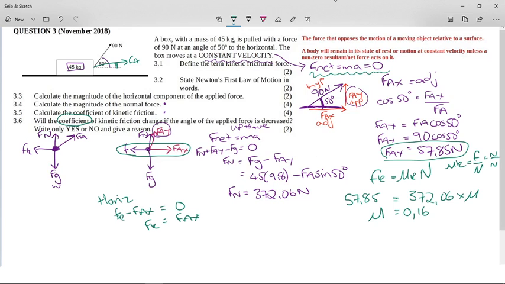But the coefficient of kinetic friction has got absolutely nothing to do with the angle of the applied force. The coefficient of friction only depends on, do I have rough concrete over here? Do I have a carpet? Do I have a shiny polished floor? Did I throw some water on it so that a pig could slide on it like a pig on ice? So the coefficient of kinetic friction only depends on the nature of the two surfaces in contact. So the answer to 3.6 will be no, because mu only depends on the nature of the surfaces in contact.